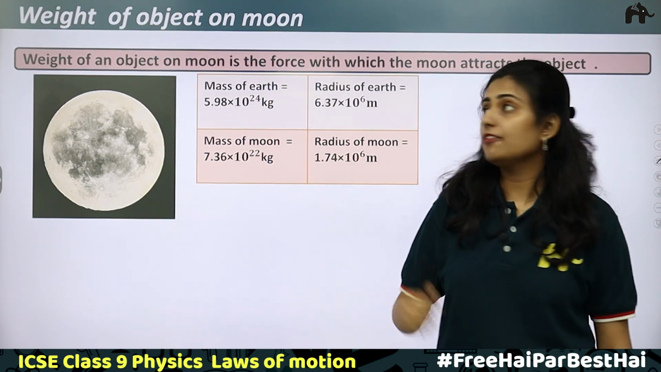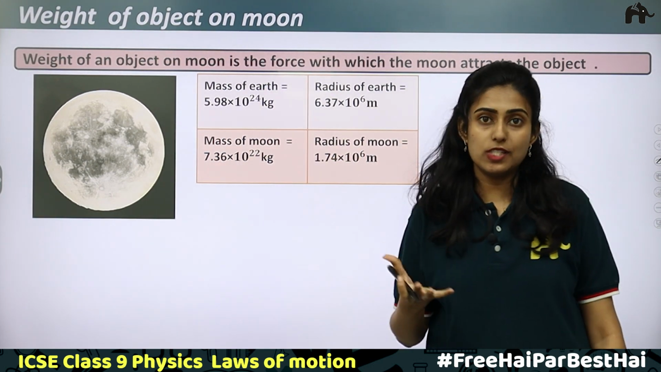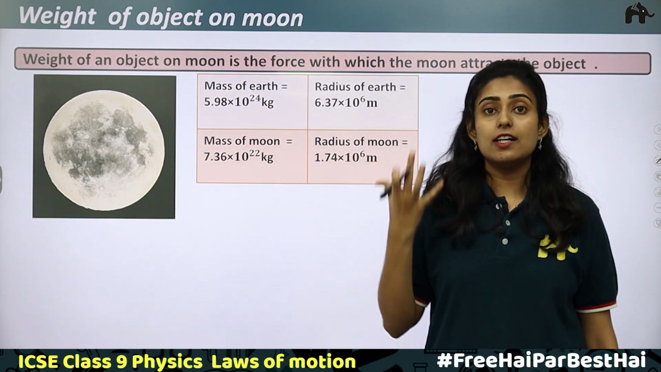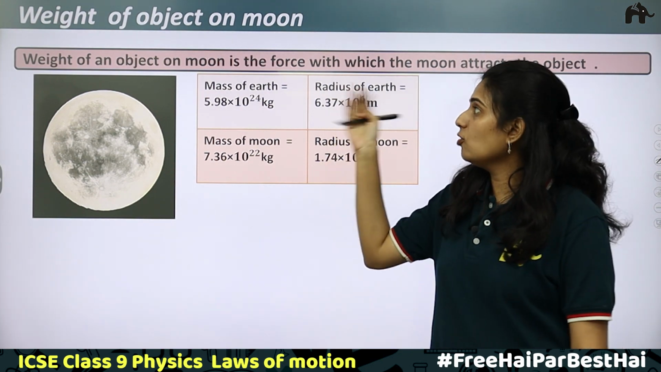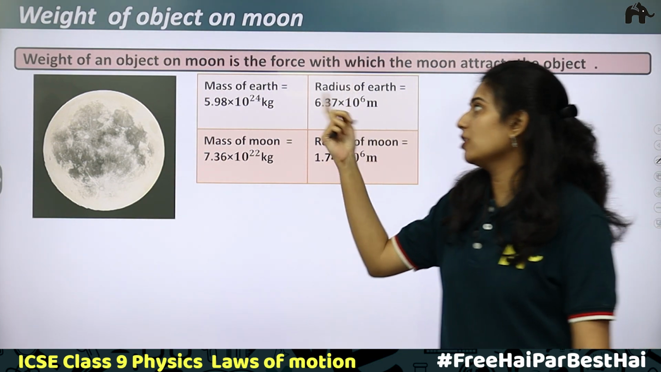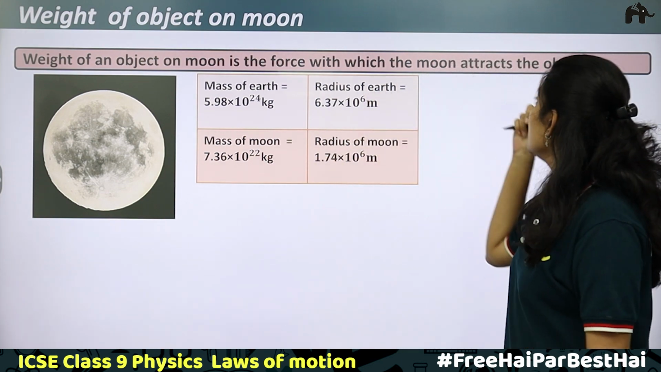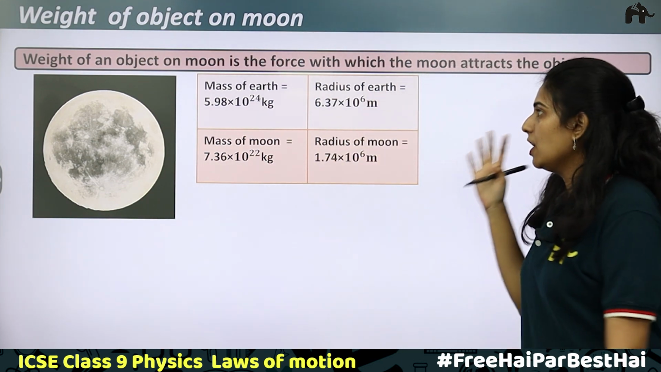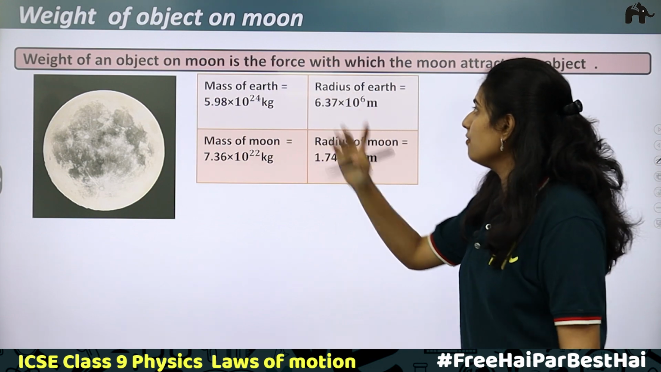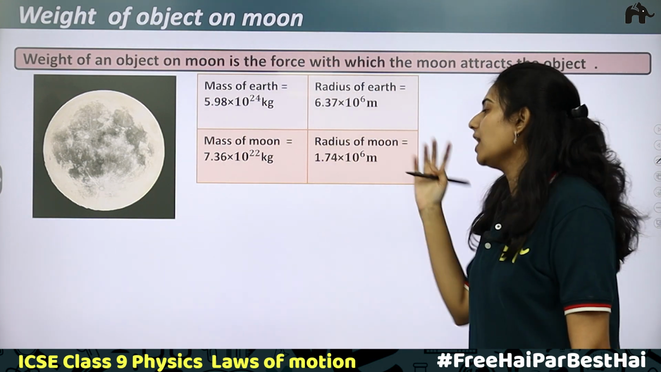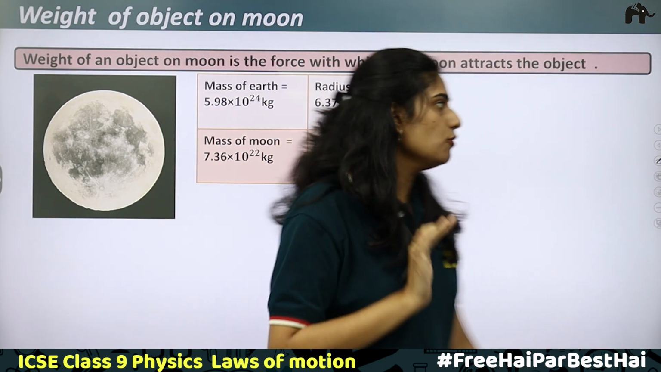Weight of an object on moon. We have studied that the weight of an object on earth is the force with which the earth attracts the object. Then what is the weight of an object on moon? Weight of an object on moon is the force with which the moon attracts the object. Here the mass of earth, radius of earth, mass of moon and radius of moon are given. Now how to find the weight?